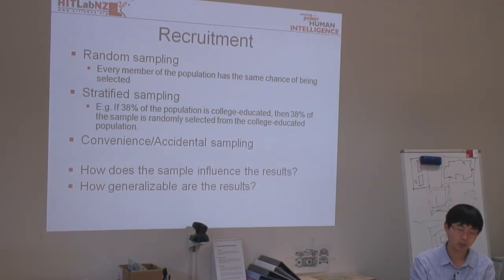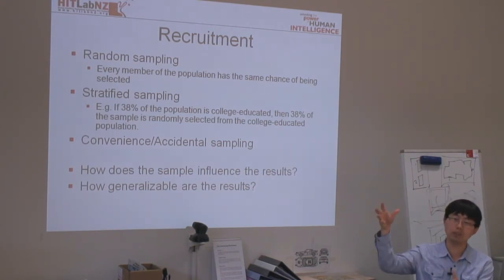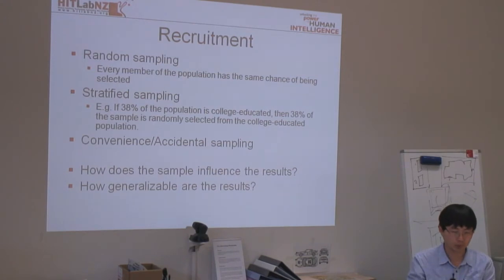The most widely used and most ideal way of sampling your participants is random sampling. If you have a population, your final end users, then you randomly sample, which means every member of that population will have the same chance of being a participant. So that's the ideal case of sampling your participants in your user study.